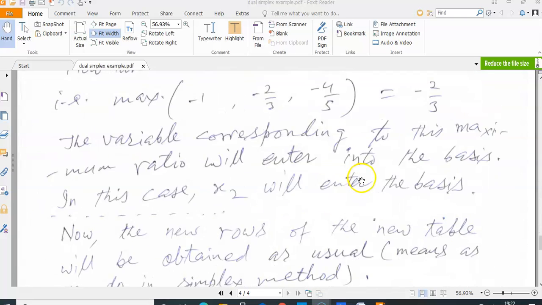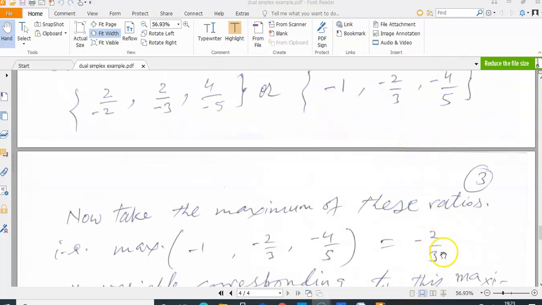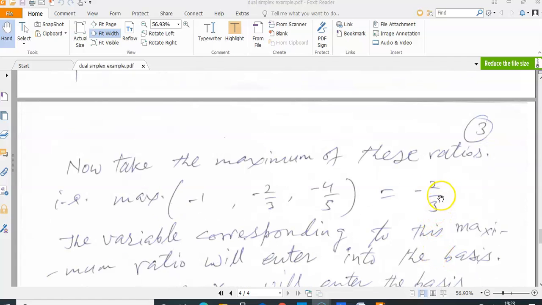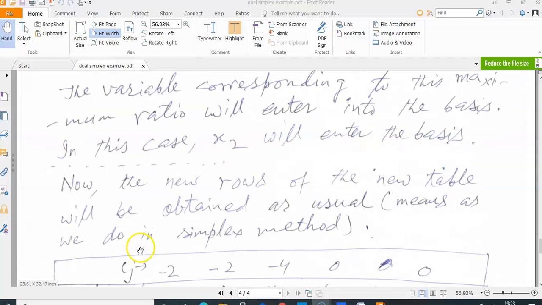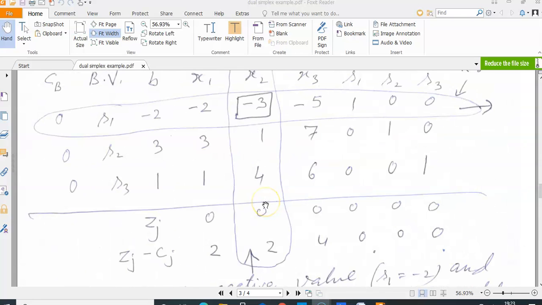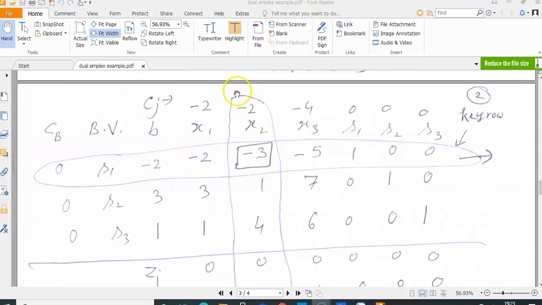So these are my ratios, and here I have the simplified form. I have written it like this: -1, -2 by 3, -4 by 5, and out of these, which one is maximum? -2 by 3 is maximum among all these, as it is nearer to 0. So the variable corresponding to this maximum ratio will enter into the basis. In this case, x2 will enter the basis. So we have determined the variable moving out of the basis and the variable entering the basis.